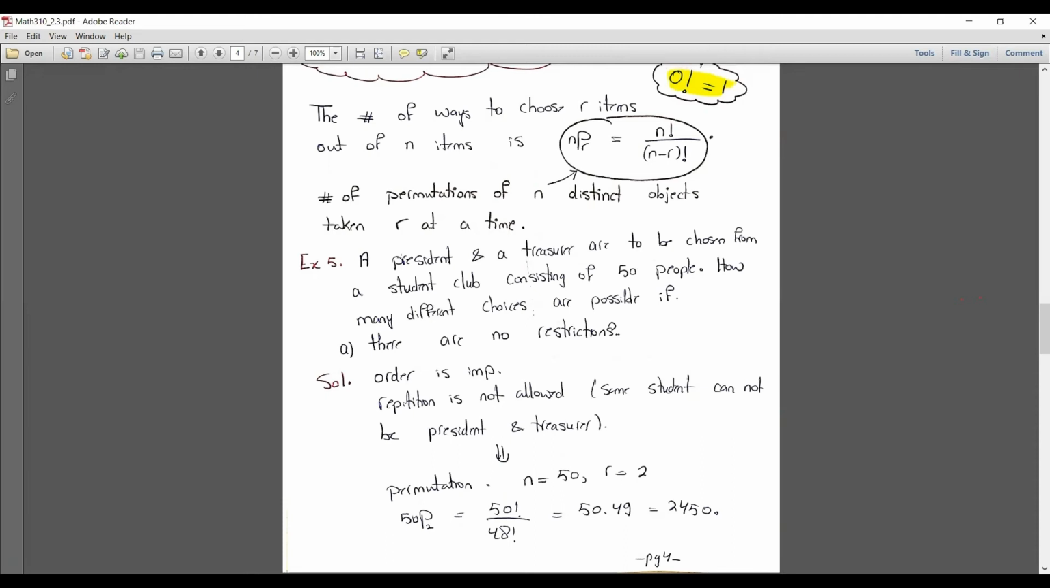So if Sam is a president and Maddie is a treasurer, it's not the same as saying Maddie is a treasurer and Sam is a president. So here we have 2 different posts. There are no restrictions, which means only the order is important. Repetition is not allowed. So we have a permutation, n is equal to 50, r is equal to 2, because we are choosing 2, and we have P(50, 2), which is 50 factorial over 48 factorial, 50 times 49, which is 2450.